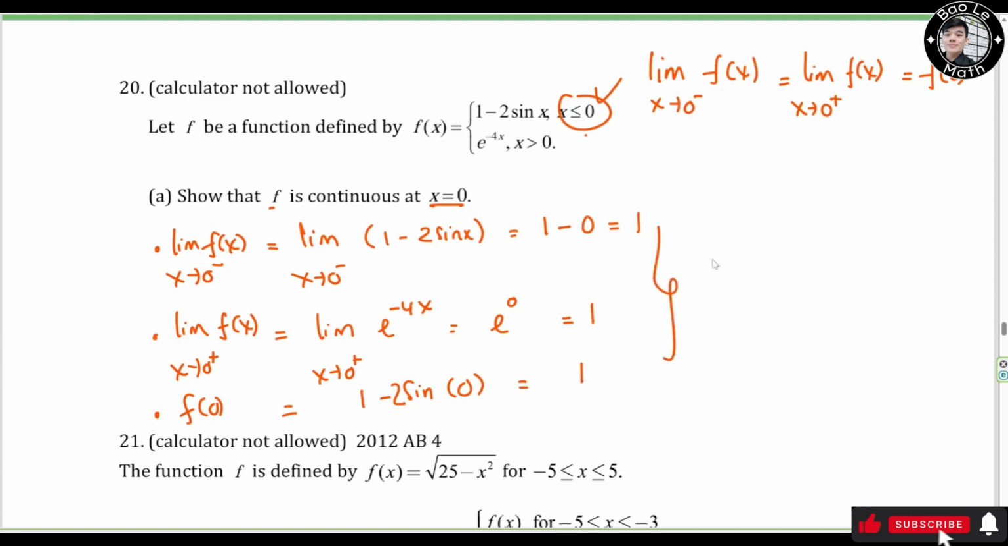So we can conclude that the limit of the function f of s when s approaches 0 minus equals the limit of the function f of s when s approaches 0 plus, which equals f of 0. The function f of s is continuous at s equals 0.